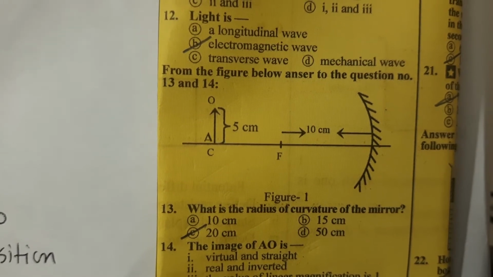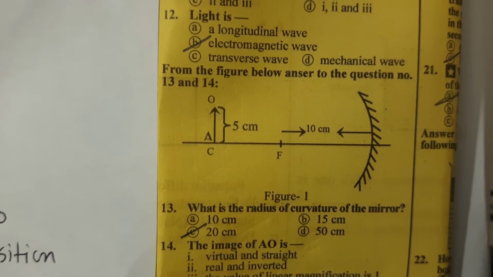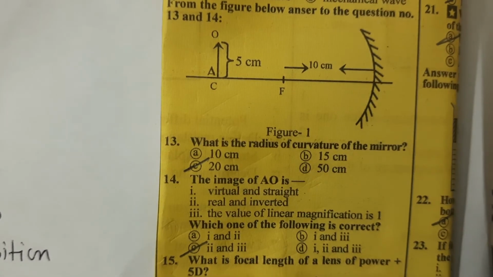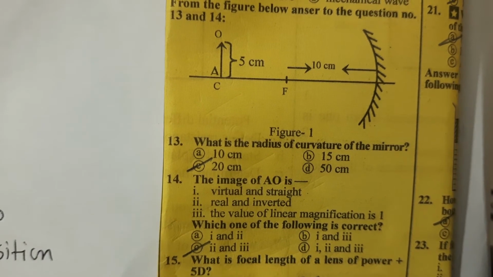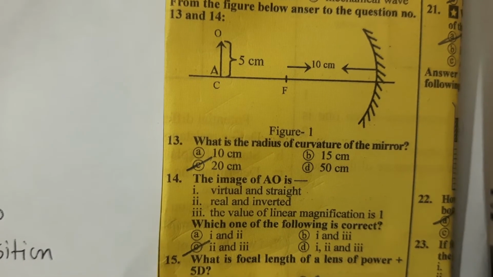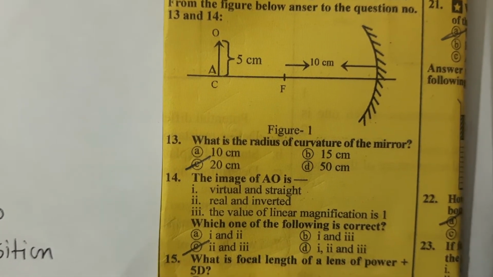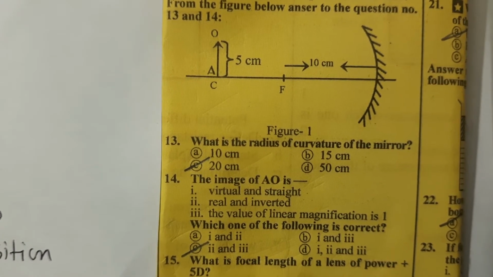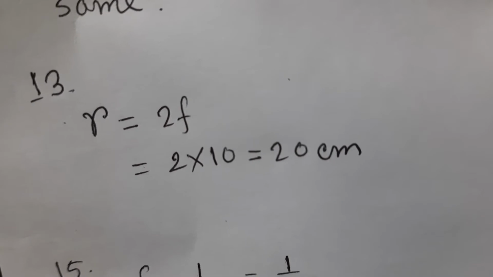Okay. Here the focal length is 10 centimeter and the length of the object is 5 centimeter. Question number 13. What is the radius of curvature of the mirror? Here we have given the focal length 10 centimeters.